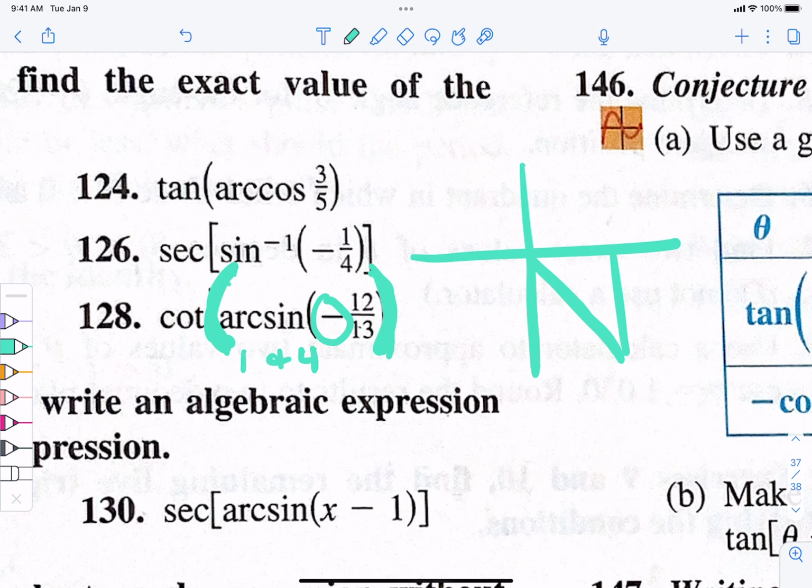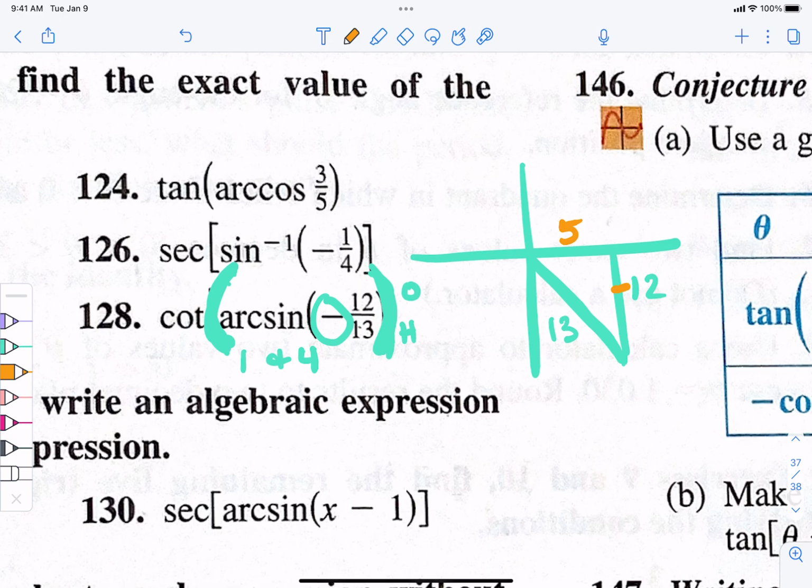So sine is opposite over hypotenuse. The opposite side is 12, the hypotenuse is 13. Which of those is negative? The 12 is negative, the hypotenuse is never negative. So the other one is 5, because it's 5, 12, 13. Is it a positive 5 or a negative 5? Positive 5. Make sure you check that.